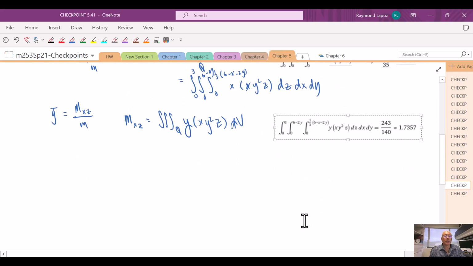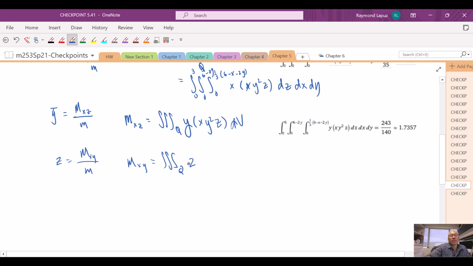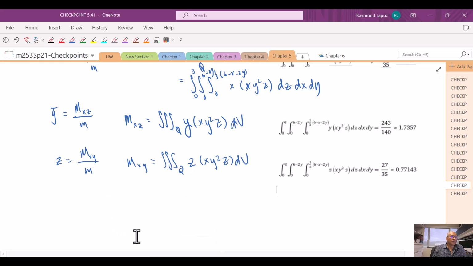And then finally for the z bar, we're going to need M_xy over m, where M_xy is equal to the triple integral over the same region. This time we multiply the density function by z, and then we integrate. So that will result in this sum right here. So now that we have that, oops, this is z bar.